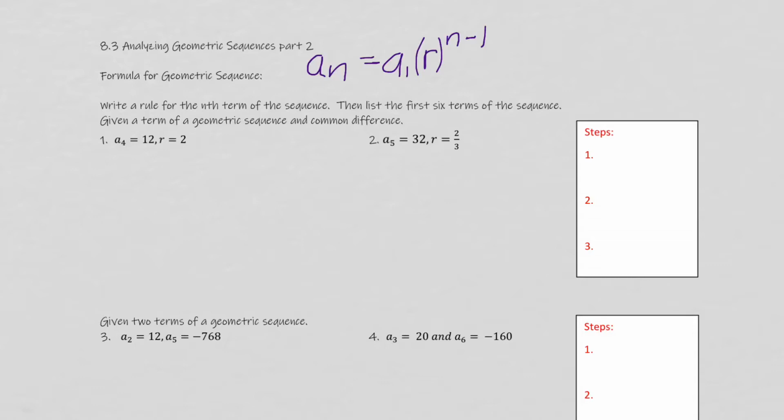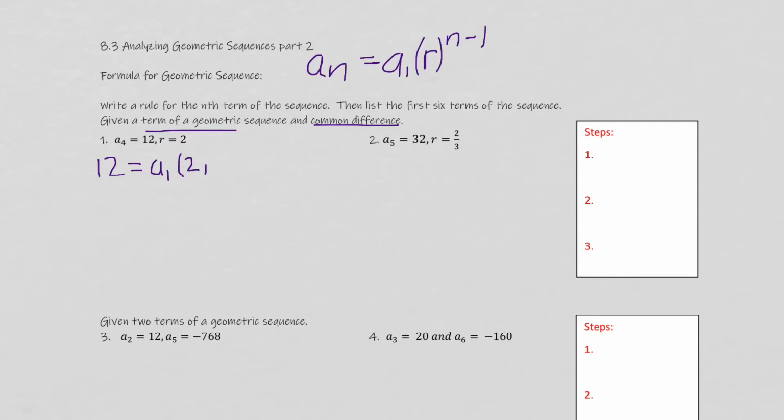So on our first problem, we have been given a term of the geometric sequence and a common ratio. In order to write the sequence, we have to have our first term, so we're going to find that by using our formula. I'm going to plug this information into that formula and solve for a sub 1. So my a sub n, my term value, is 12, equals a sub 1 times my ratio of 2 to the n minus 1.